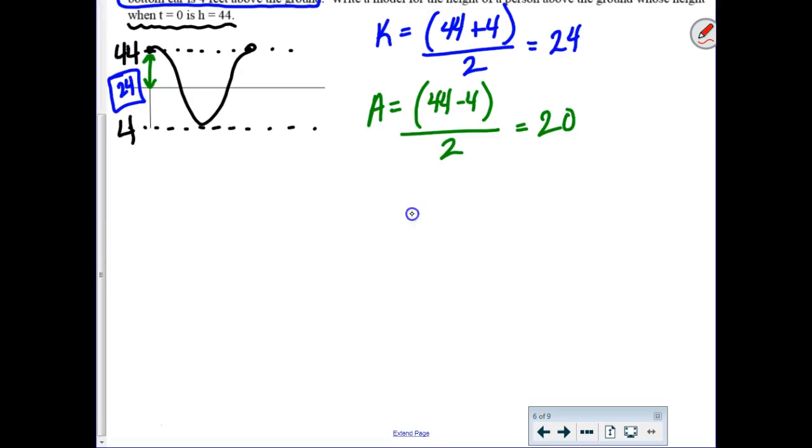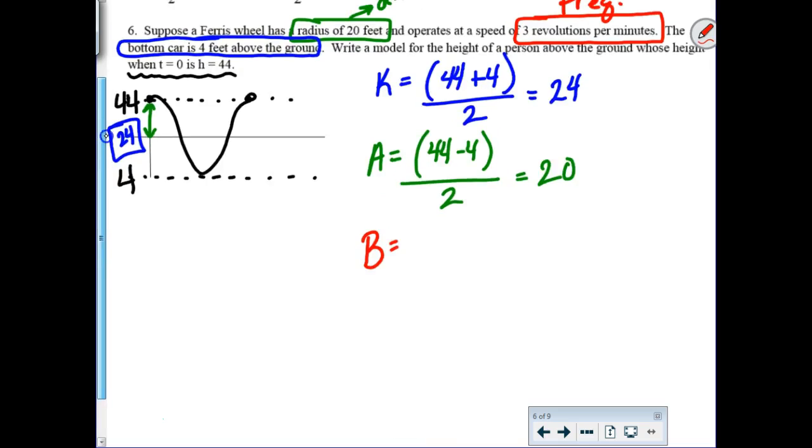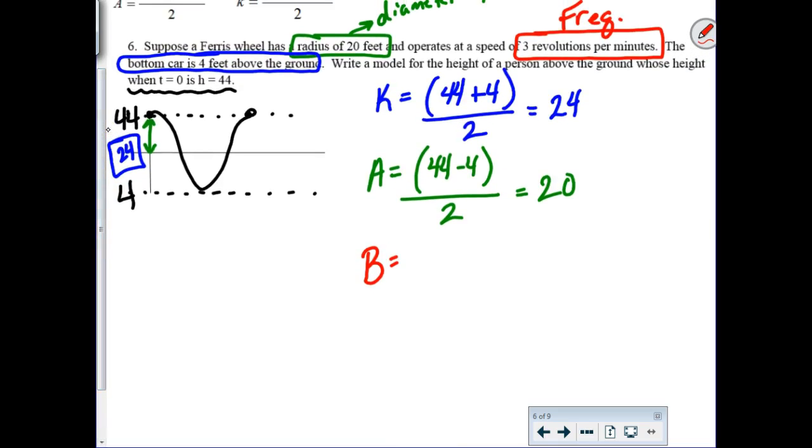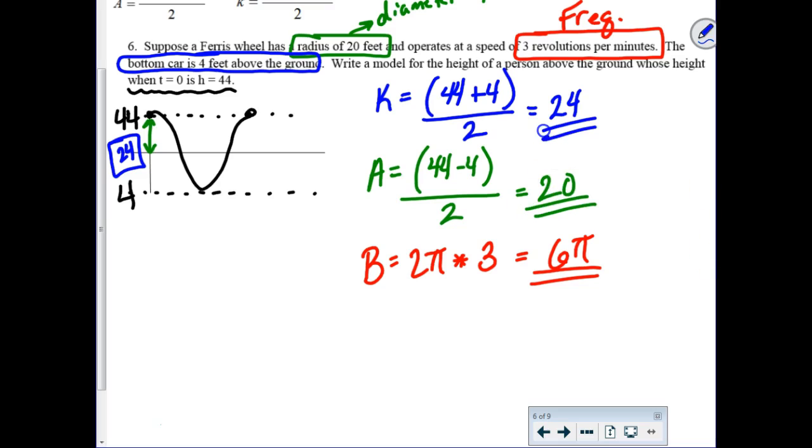And then last thing I need you to find for me, guys, is the value for B. So since they told you frequency instead of period this time, use that new formula for B, which says take 2 pi and multiply by the frequency. So a pretty version of 2 pi times 3 is 6 pi. There's B, here's A, here's K. A long time ago, you guys told me what this was. Is this sine or cosine? This is cosine. So again, they want you to use H and T.